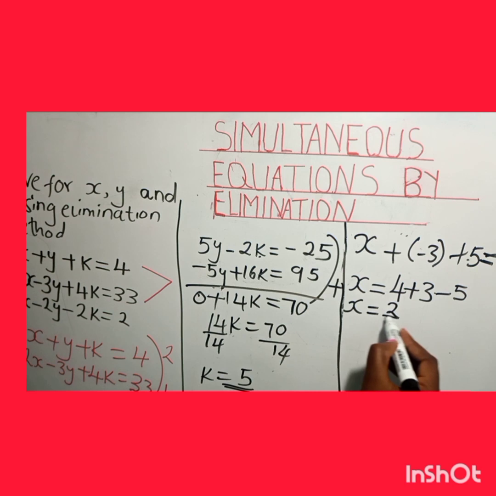So our value of x is what? Is 2. And therefore, my learners, the value of x is equals to 2. The value of y is equals to minus 3. Then the value of k is equals to 5. That's how we solve any equation using elimination method.